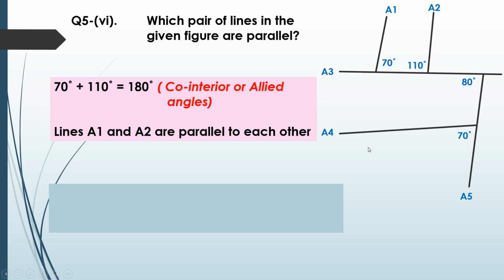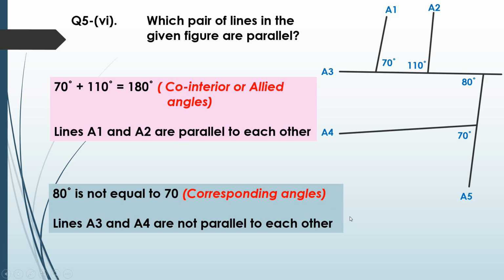Okay, now let's take another pair of lines A3 and A4 with transversal A5. Now here 80 degree and 70 degree, if you see over here, what are these angles called? These angles are corresponding angles, and if the corresponding angles are equal to each other, then the two lines are parallel lines. But if the corresponding angles are not equal to each other, then the lines are not parallel. So what do we see over here? Angle 80 is not equal to angle 70. Therefore, the two lines A3 and A4 are not parallel to each other. Am I clear, dear students?